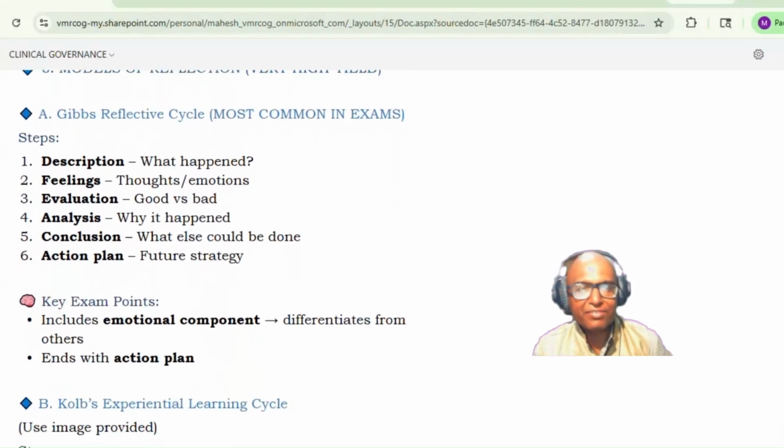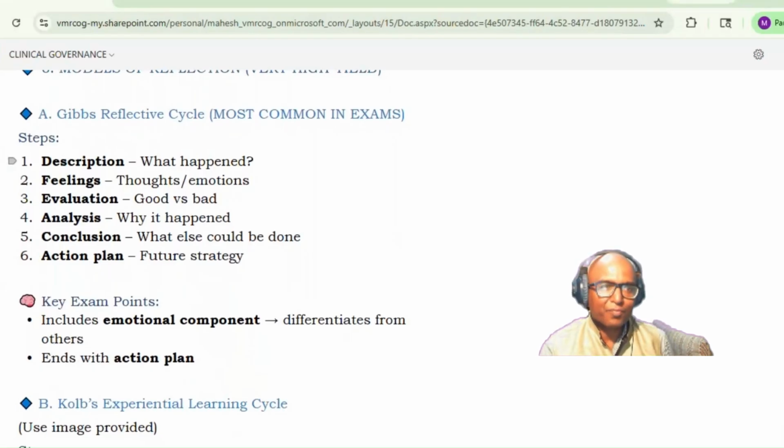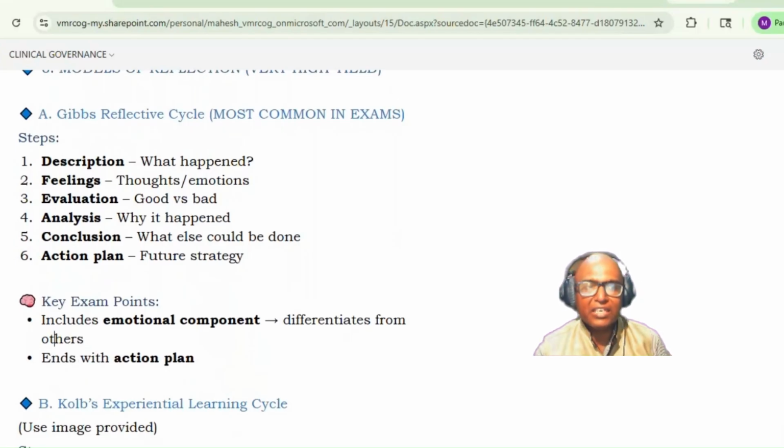So this Gibbs reflective cycle has certain steps. What was the event? That is the description of the event. Second is the feelings, thoughts or emotions over that particular event. Third, how you have evaluated that event, whether it was good or bad. Then what is the analysis, why it has happened, and what is the conclusion, what else could be done, and what is the action plan for the future strategy. This is the Gibbs reflective cycle. It takes into account the feelings, thoughts, and emotion. So it includes the emotional component, and it ends with the action plan.